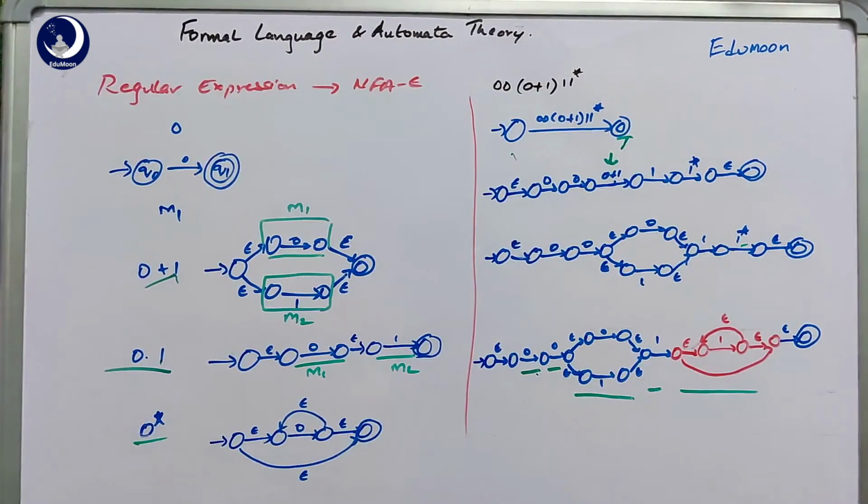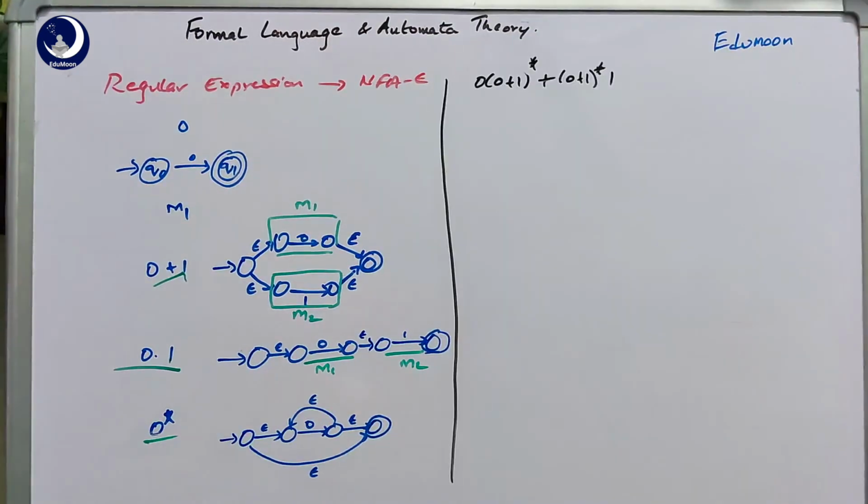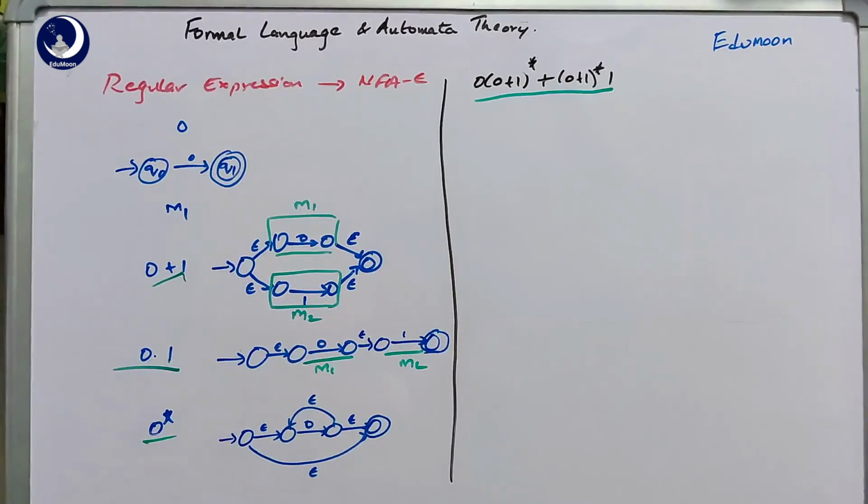So we do one more example as follows. Now this is the second example, where we took 0, 0 plus 1 star plus 0 plus 1 star 1. This regular expression is nothing but a machine that accepts strings which either start with 0 or end with 1. That is what the regular expression is designed for. So now we convert this regular expression to an NFA with epsilon moves.